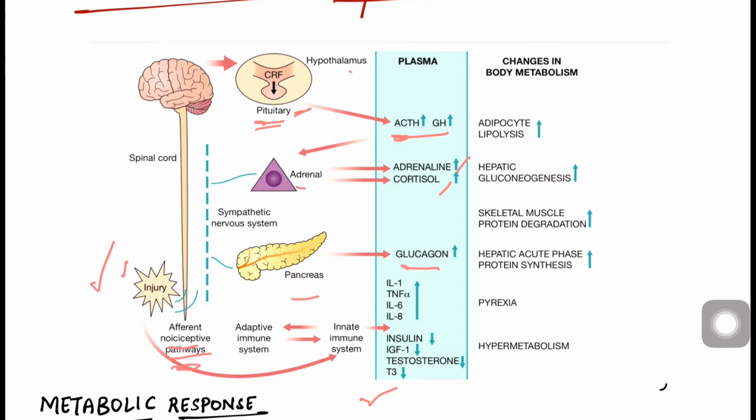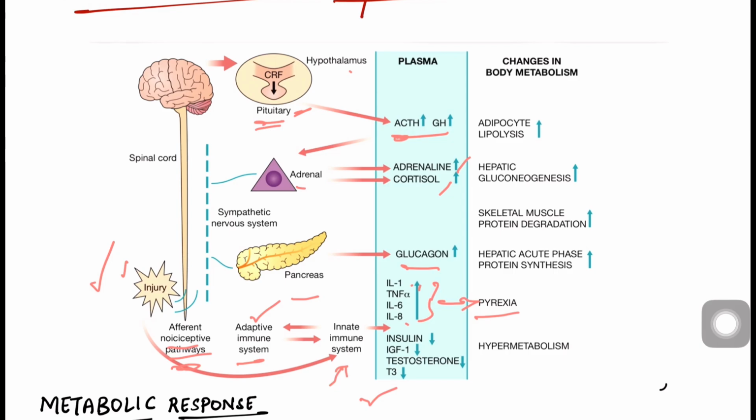So the injury will cause activation of the innate immunity system. As we have discussed, pro-inflammatory phase is mediated by the innate immune system, and later on it will be converted into anti-inflammatory response syndrome by the adaptive immune system. These are the cytokines which play a role: interleukin 1, interleukin 6, interleukin 8 and TNF alpha. These are the very very important cytokines you must remember. These are the cytokines responsible for pyrexia in a patient, that is fever in a patient.